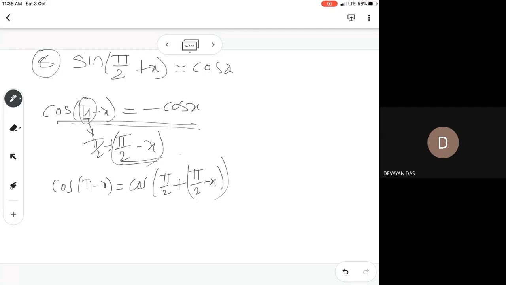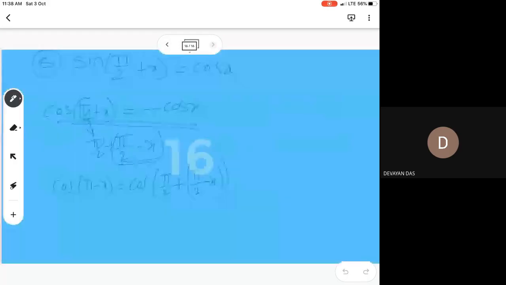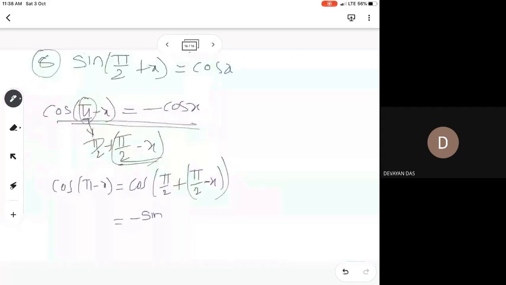Cos pi by 2 plus theta, already you have proved in the previous results. Here, cos pi by 2 plus theta is equals to minus sin x. So we are going to get minus sin pi by 2 minus x. Sin pi by 2 minus x already you have proved. Minus as it is, and in the place of sin pi by 2 minus x we are going to get cos x. Prove कर लिया ना? समझ में आया?